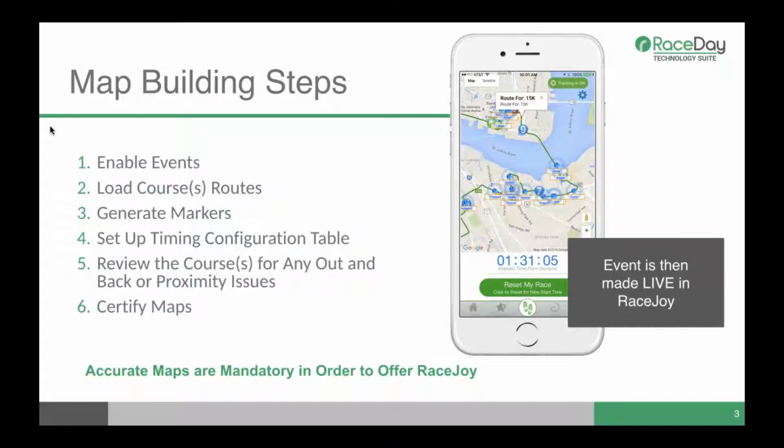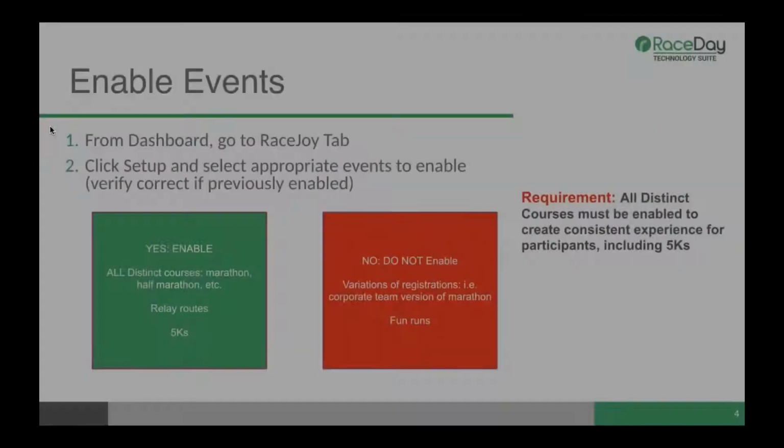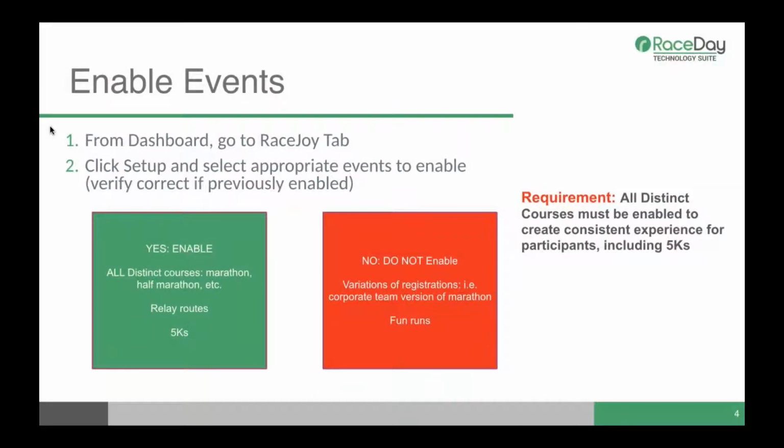So let's get into the first step here. You want to enable your events. Head over to your RunSignup Race dashboard, go to the RaceJoy tab, click Setup, and then select the appropriate events to enable. You only really need to enable distinct courses, as James said. Distinct courses are your half marathons, your marathons, your relays, and your 5Ks.